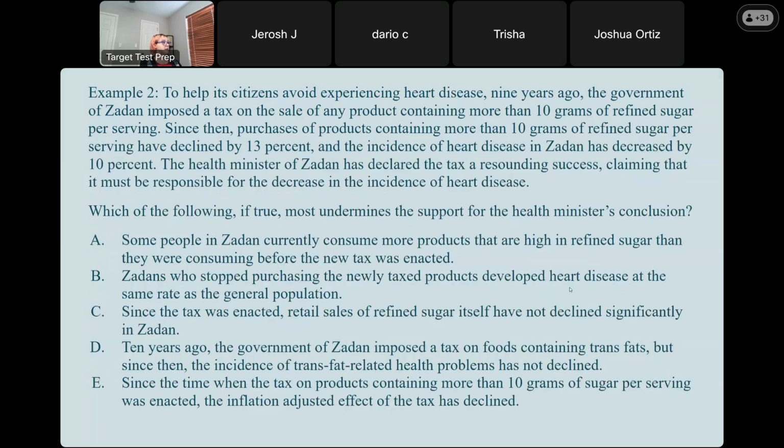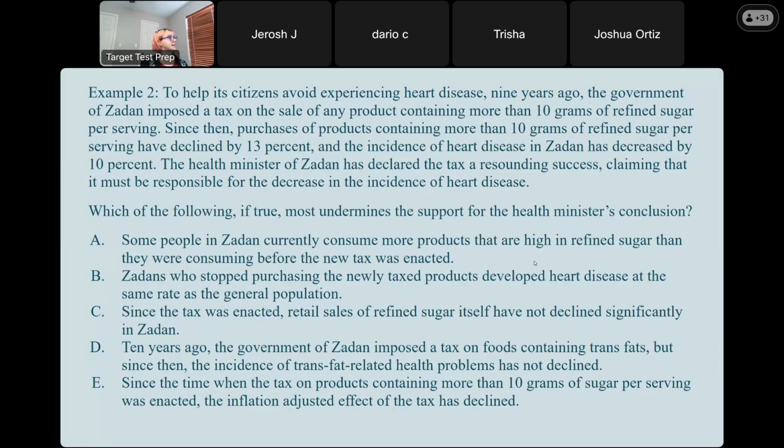Some people in Sudan currently consume more products that are high in refined sugar than they were consuming before the new tax was enacted. Yes, again, some people, not super helpful. How many people is that? Is that like 3? The tax could still be a resounding success even if some people are consuming more products that are high in refined sugar than they were consuming before.